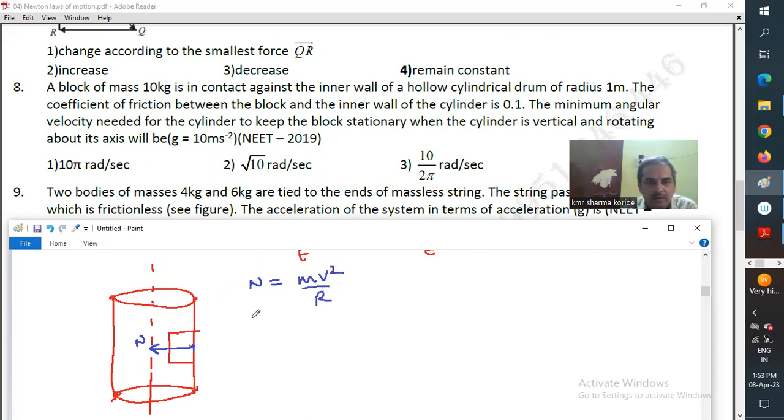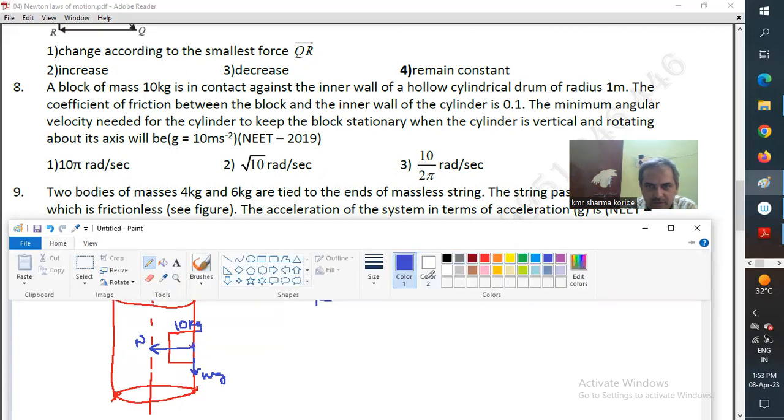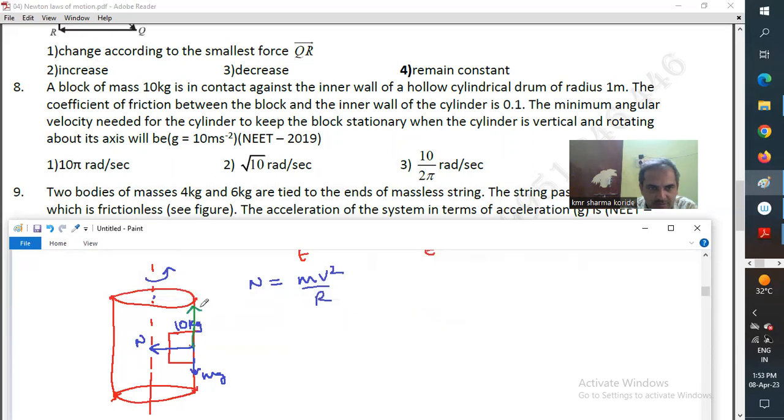Then this is equal to. So there is weight acting vertically downwards. If you want this block of 10 kg not to fall down, you have to rotate the drum with a uniform angular velocity. Since friction acts along the surface of contact, you take friction is balanced, static friction only. So when net force is 0, static friction is equal to mg. So what is static friction? It is mu s into N, that is equal to mg.